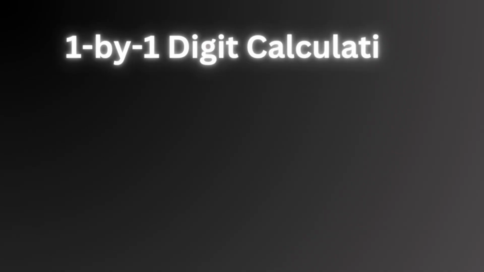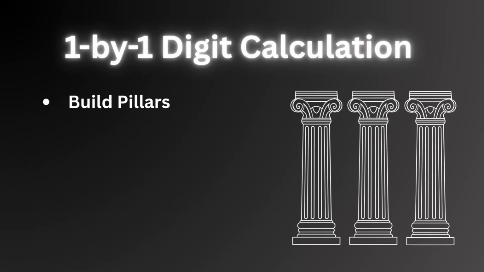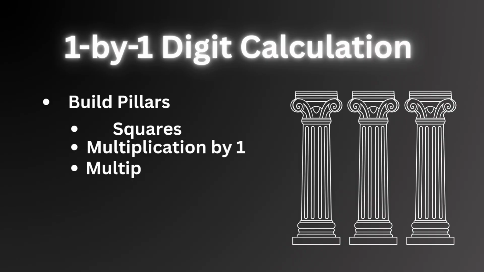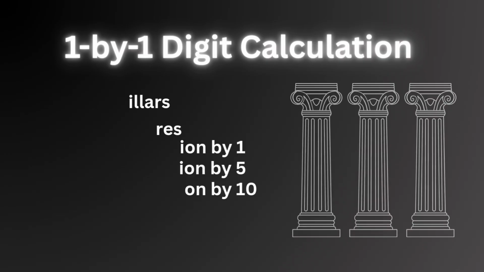Let's begin with single-digit multiplication. There are only a handful of useful shortcuts here, and most people already apply them intuitively. Still, it's worth laying them out clearly. The foundation of fast multiplication lies in what we'll call pillars, basic results you can rely on without calculation. For the multiplication table up to 10, the most important pillars are the squares of numbers and multiplication by 1, 5, and 10. With these pillars, you can reconstruct the entire multiplication table quickly.